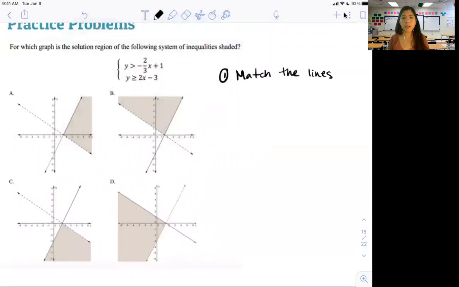Now, what number can I look at so that I can identify which one is which? The y-intercept. Perfect, exactly. So we're going to match the lines by using the y-intercept.